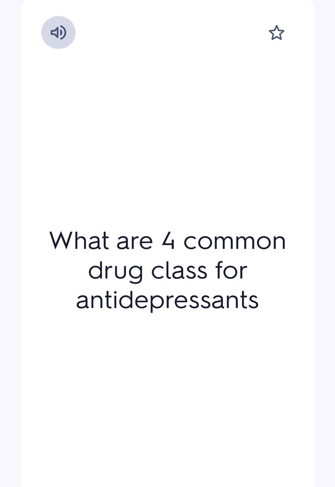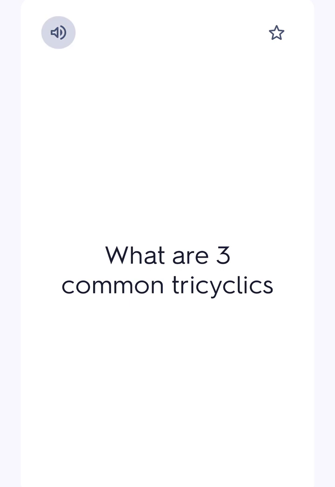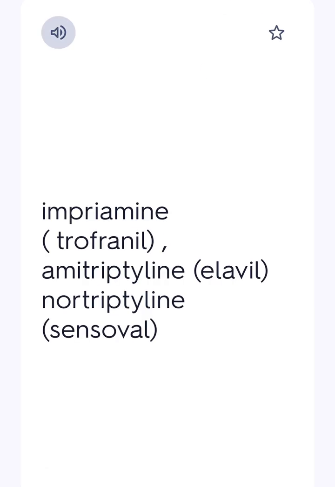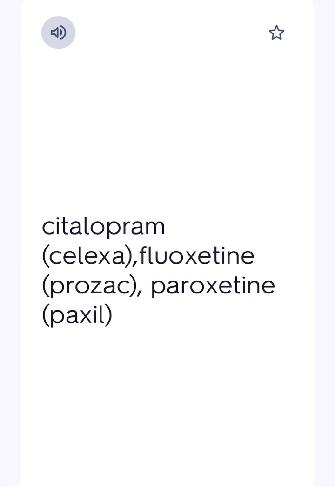What are 4 common drug classes for antidepressants? Monoamine oxidase inhibitors, selective serotonin reuptake inhibitors, tricyclics, selective serotonin norepinephrine reuptake inhibitors. What are 3 common tricyclics? Imipramine, amitriptyline, nortriptyline. What are 3 common SSRIs? Citalopram, fluoxetine, paroxetine.